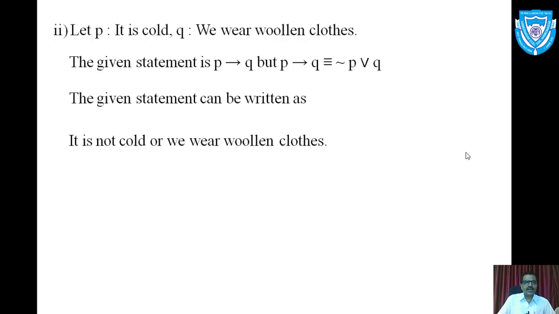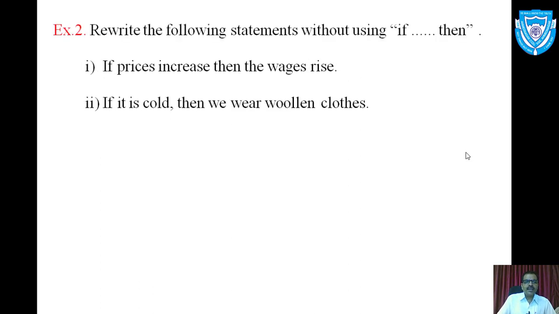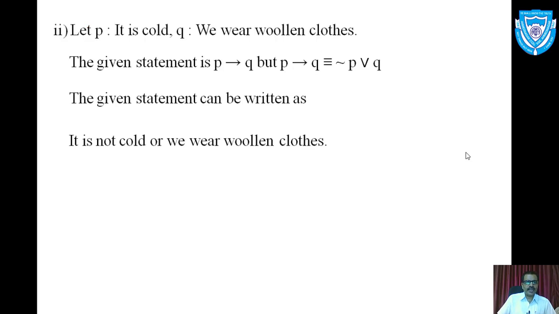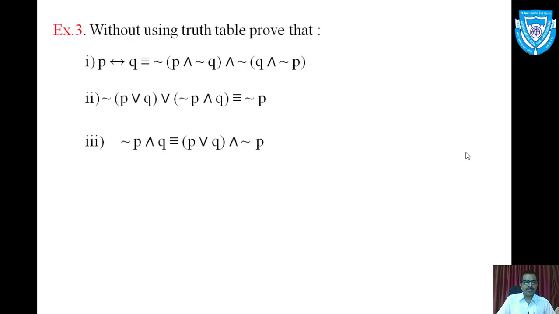Second one. Now the second example is: if it is cold, then we wear woolen clothes. Denote it is cold by P and we wear woolen clothes by Q. So again the symbolic form of the given statement is P implies Q. It is equivalent to negation of P or Q, and its theoretical form is: it is not cold or we wear woolen clothes.